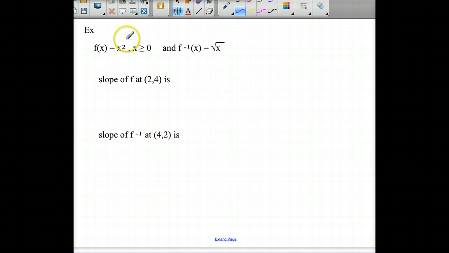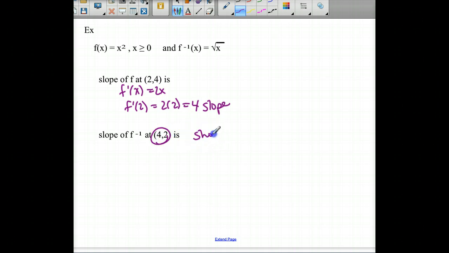So let's say we've got a function f of x equals x squared, and the inverse is the square root of x for all x greater than or equal to 0, right? The slope of f at (2, 4) is what? So let's take the derivative of f. It's 2x. So the slope at that point, (2, 4), is actually 4. Now the rule we just learned is that at the corresponding point, which is (4, 2), see these two are the corresponding points, this should be the reciprocal of this slope. So it should be 1/4. Let's see if we get that.